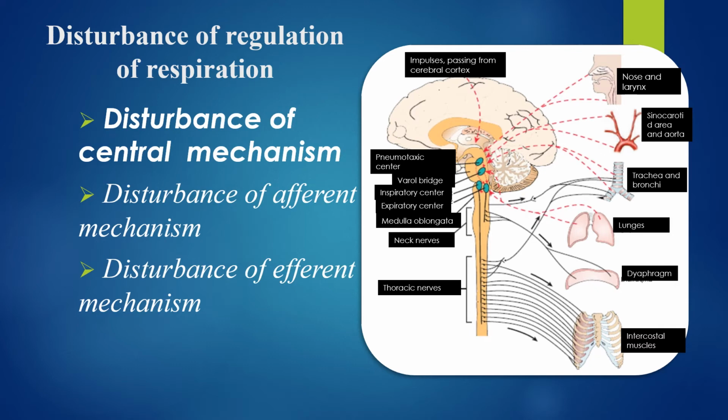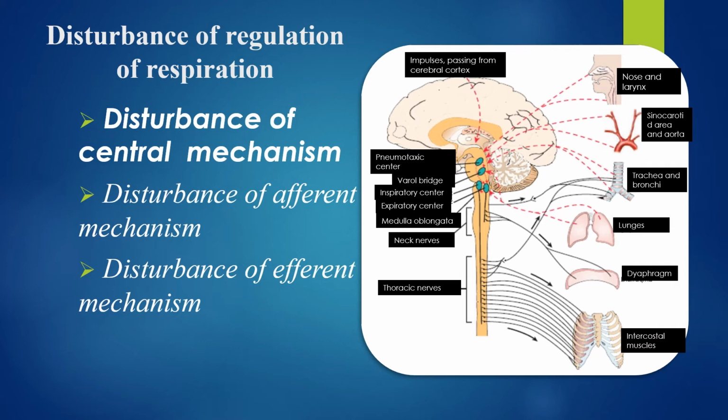Impaired respiration may be associated with disorders in the regulation of breathing. It is connected with changes in the central mechanism, afferent and efferent mechanisms of breathing. As you know, the respiratory center is located in the medulla oblongata. Here, the center of inspiration and center of expiration are distinguished, and the pneumotaxic and apneustic centers are located in the pons. These centers constantly receive impulses from peripheral chemo-, baro-, and mechanoreceptors and from the cerebral cortex.